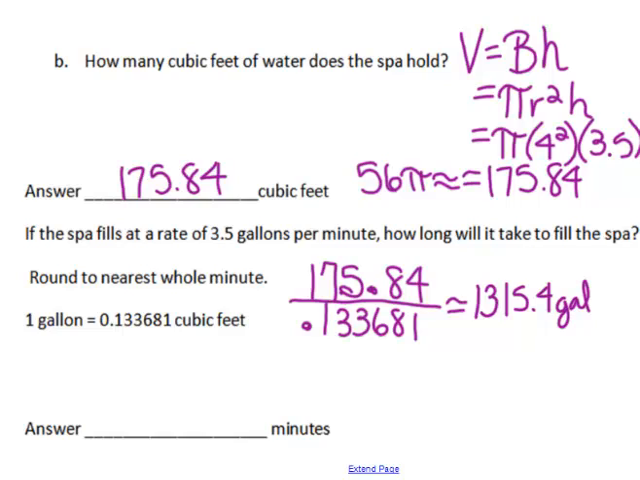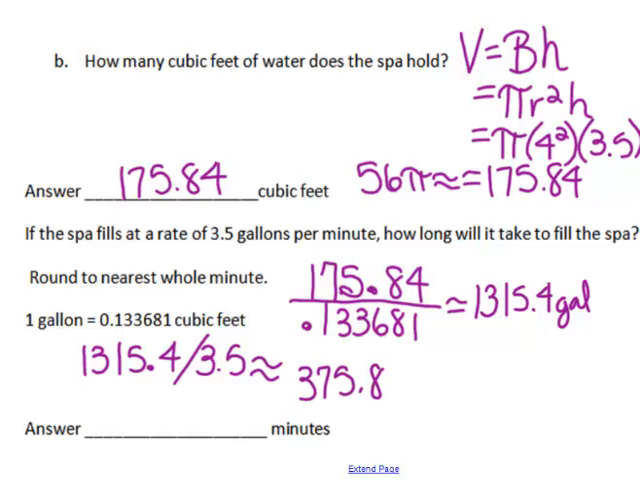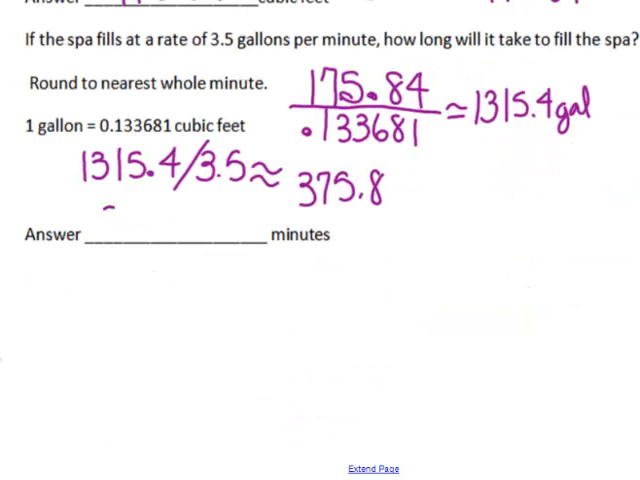So that tells me how many gallons of water are in my spa. Now I know that it'll pump 3.5 gallons per minute, so I divide by 3.5 to see how long it's going to take to fill the spa. So 1,315.4 divided by 3.5 equals 375.8 minutes. The directions say to round our answer to the nearest whole minute. So it's going to take about 376 minutes to fill that spa.